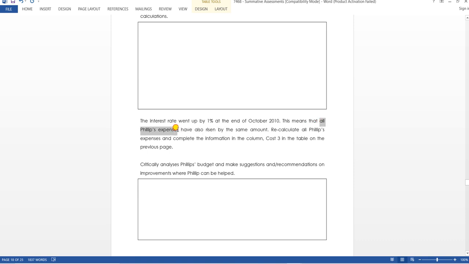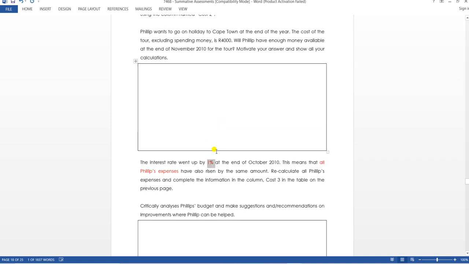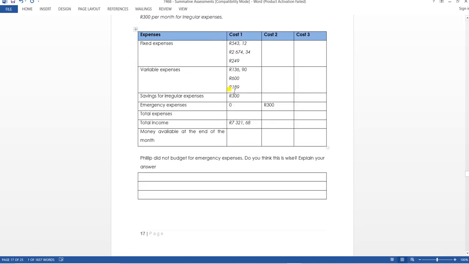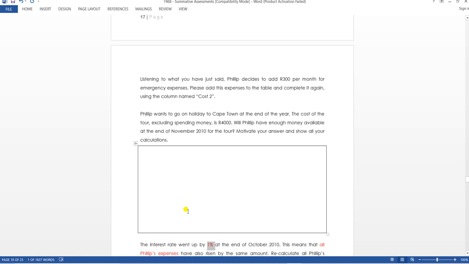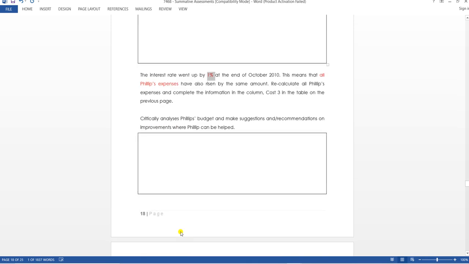let me just highlight this. All his expenses have risen by 1%. So you'll have to add 1% to all of his expenses. You need to add 1% to all of his expenses and complete this in column 3. So that's it for this question.